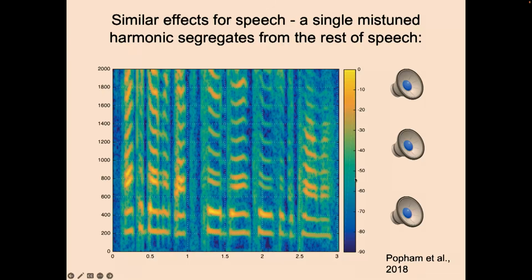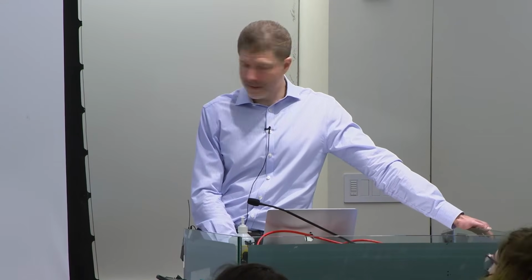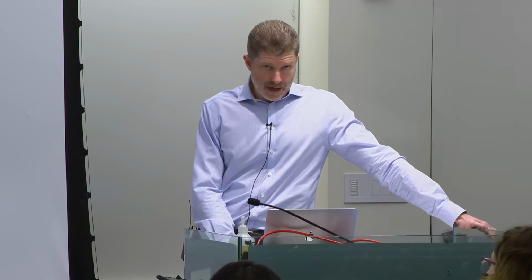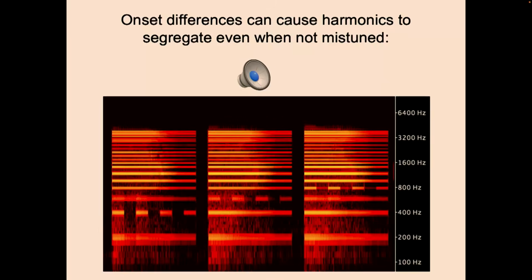Okay. So these harmonic frequency relations are really quite powerful and play a pretty big role in the grouping of sound. But they're not omnipotent. Onset differences can cause harmonics to segregate even when they're not mistuned.